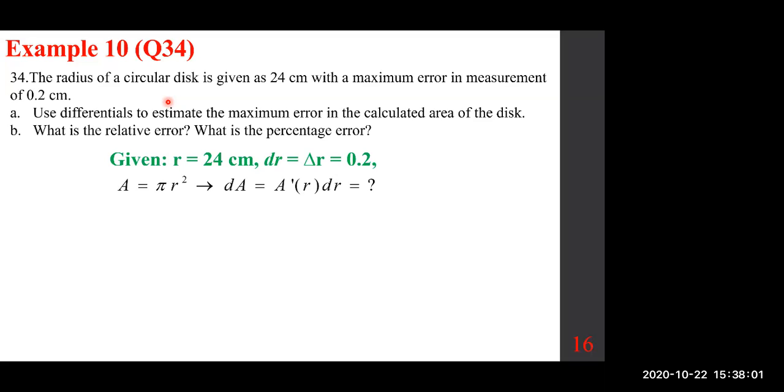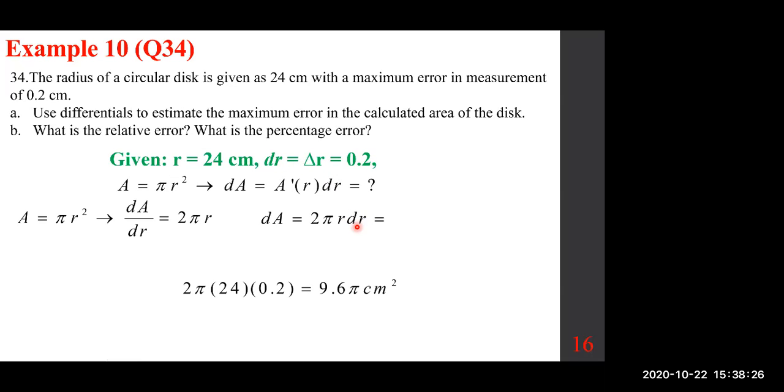So we are going to find A prime of R, or dA dr, and if you recall, it was 2 pi R, because pi times R squared becomes pi times 2R, or 2 pi R. So we know that. Therefore, dA is 2 pi R dr. Again, I hope you remember that. Replace the R with 24 and the dr with 0.2. And there we have it, 9.6 pi centimeters squared. Again, you can change the pi to 3.14159, or you can keep it.